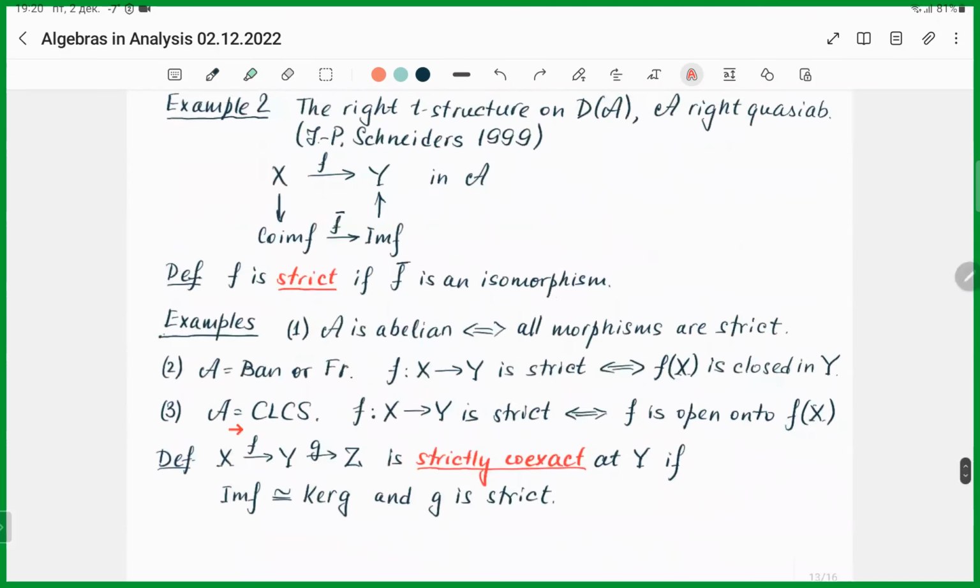Now, we come back to the general case of a right quasi-abelian category. A short sequence of the following form in our category is said to be strictly co-exact at Y if, first, the image of F is equal to the kernel of G, or more exactly, the canonical morphism from the image of F to the kernel of G is an isomorphism, and second, if G is strict. So in this case, we say that our sequence is strictly co-exact at Y.